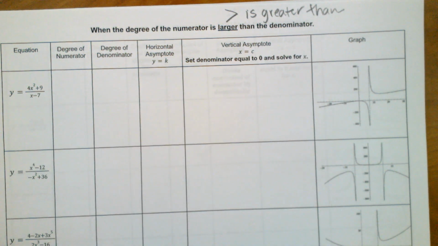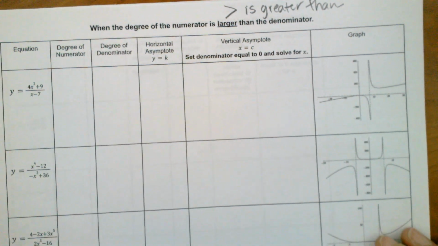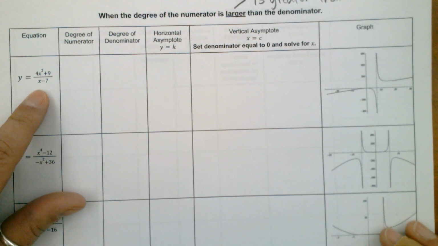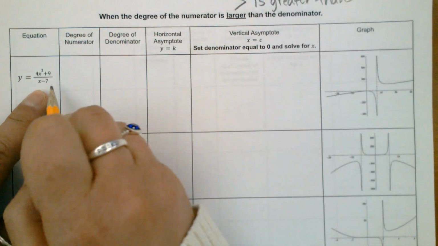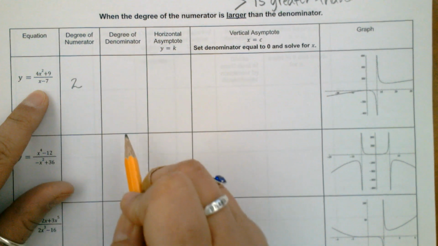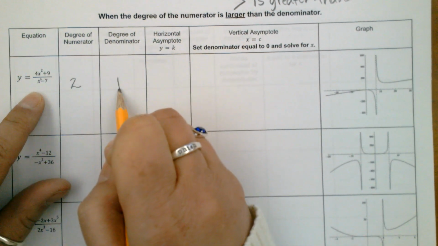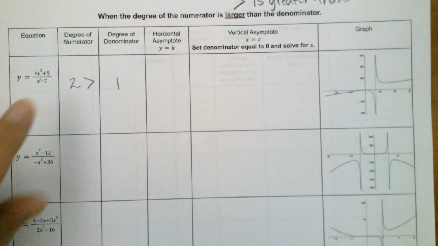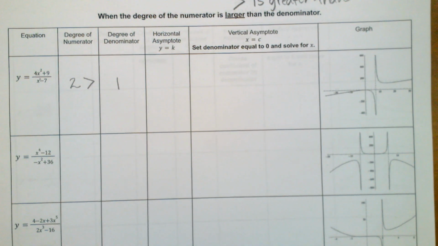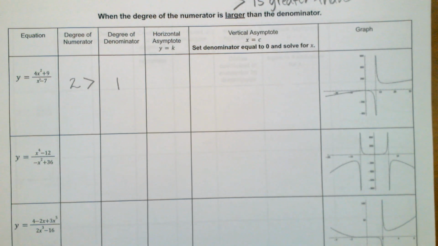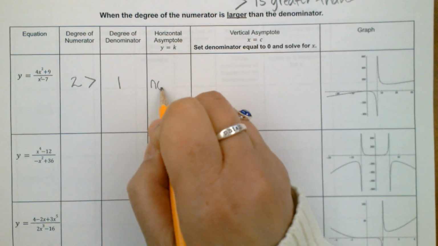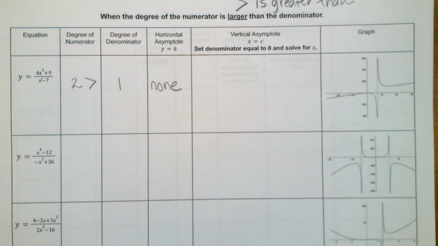All right, so this was when the numerator is smaller. Let's look at when the numerator is larger, or greater than. So we have y equals the quantity of 4x squared plus 9 divided by the quantity of x minus 7. Let's look at the degree of the numerator. We see that it's 2. The degree of the denominator is 1. We see that it's greater than. When it's greater than, we're not going to have a horizontal asymptote. None. It will cross, it'll be with any number. So there's none that it's limited to.